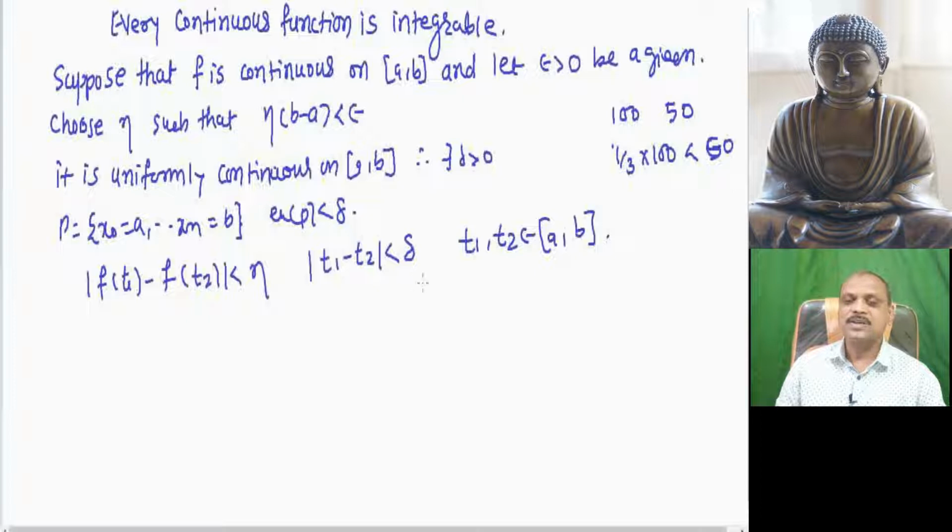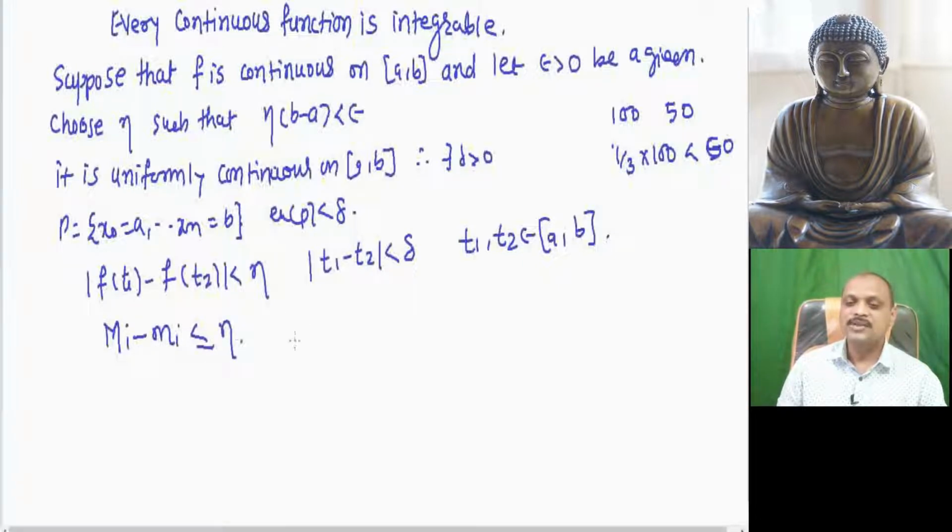Now we have chosen this delta such that we are choosing the partition P such that mu of P is less than delta. Then, as all the values of the function differ by less than eta, we have capital Mi minus small mi less than or equal to eta.